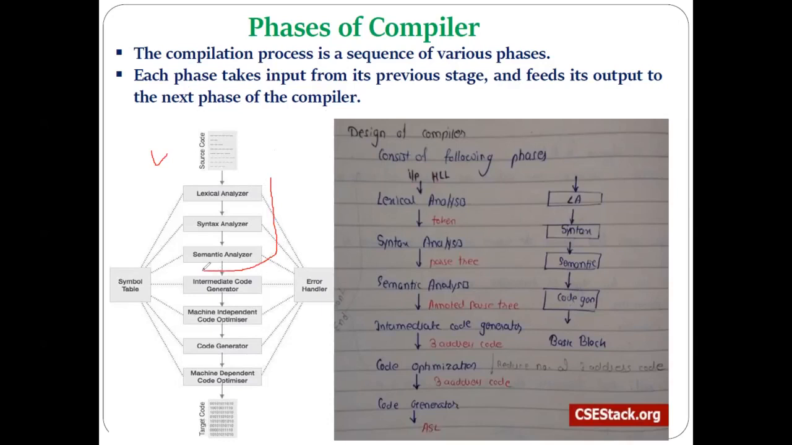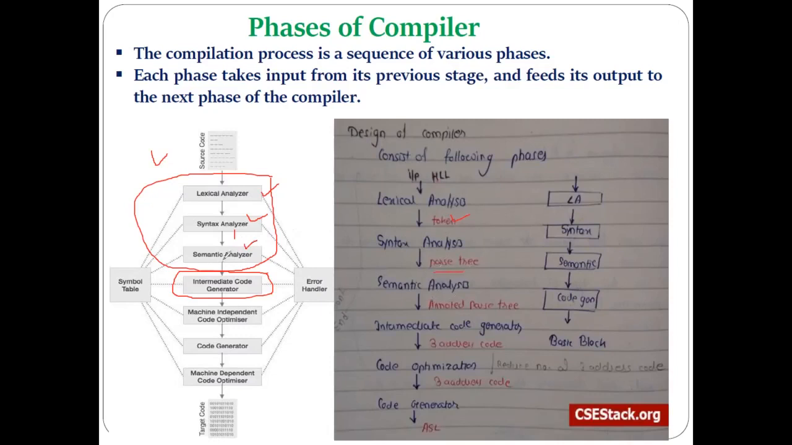Up till now, these 3 phases we have finished: lexical, syntax and semantic analyzer. Now we are studying the 4th phase of compiler, that is the intermediate code. In the lexical analysis, recognition of tokens is done. The output of the lexical analysis is a token, which is given to the next phase of compiler, that is the syntax analyzer. The syntax analyzer's role is to check the syntax of the expression or sentence by producing the parse tree or syntax tree. After production of the parse tree, the syntax analyzer gives that parse tree as input to the next phase of compiler, that is the semantic analyzer.